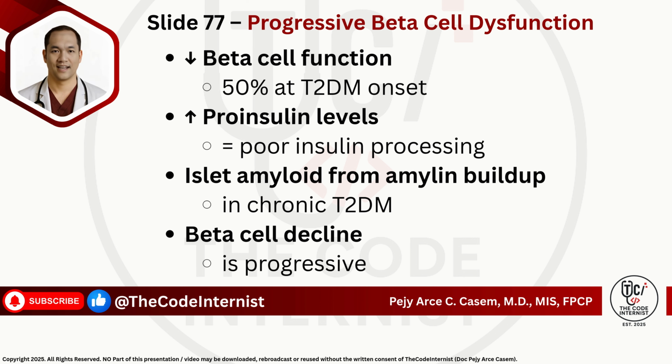By the time someone is diagnosed with type 2 diabetes, their beta cell function may already be down by 50%. A clue to this is the increase in proinsulin, a less active form of insulin. Over time, beta cells accumulate amyloid deposits from a substance called amylin, which might worsen or reflect ongoing damage.